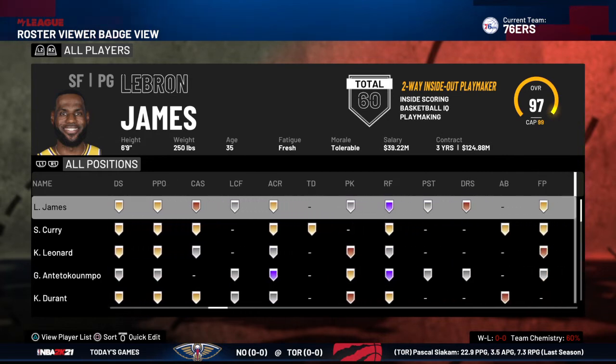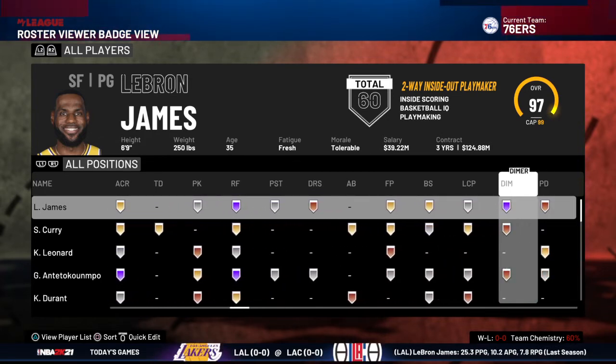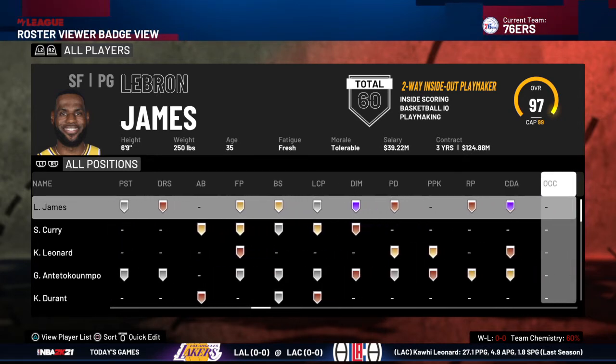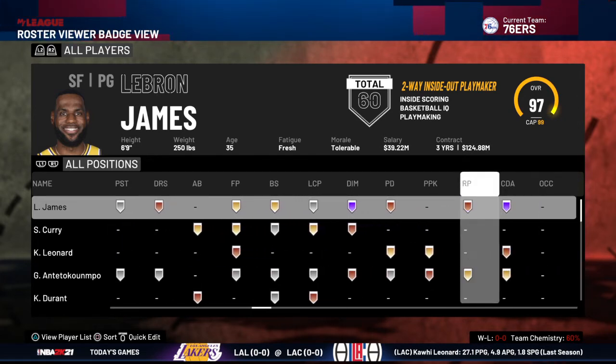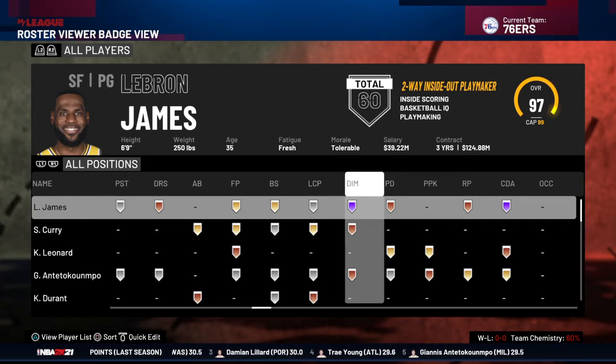We're going to put into question two of his badges here, the Chase Down Artist and the Dimer. So just to give you an idea of some other players who have the Hall of Fame level Dimer: Steve Nash, Magic Johnson, Isaiah Thomas, John Stockton. Now, I'm not saying LeBron James isn't a Hall of Fame level Dimer.